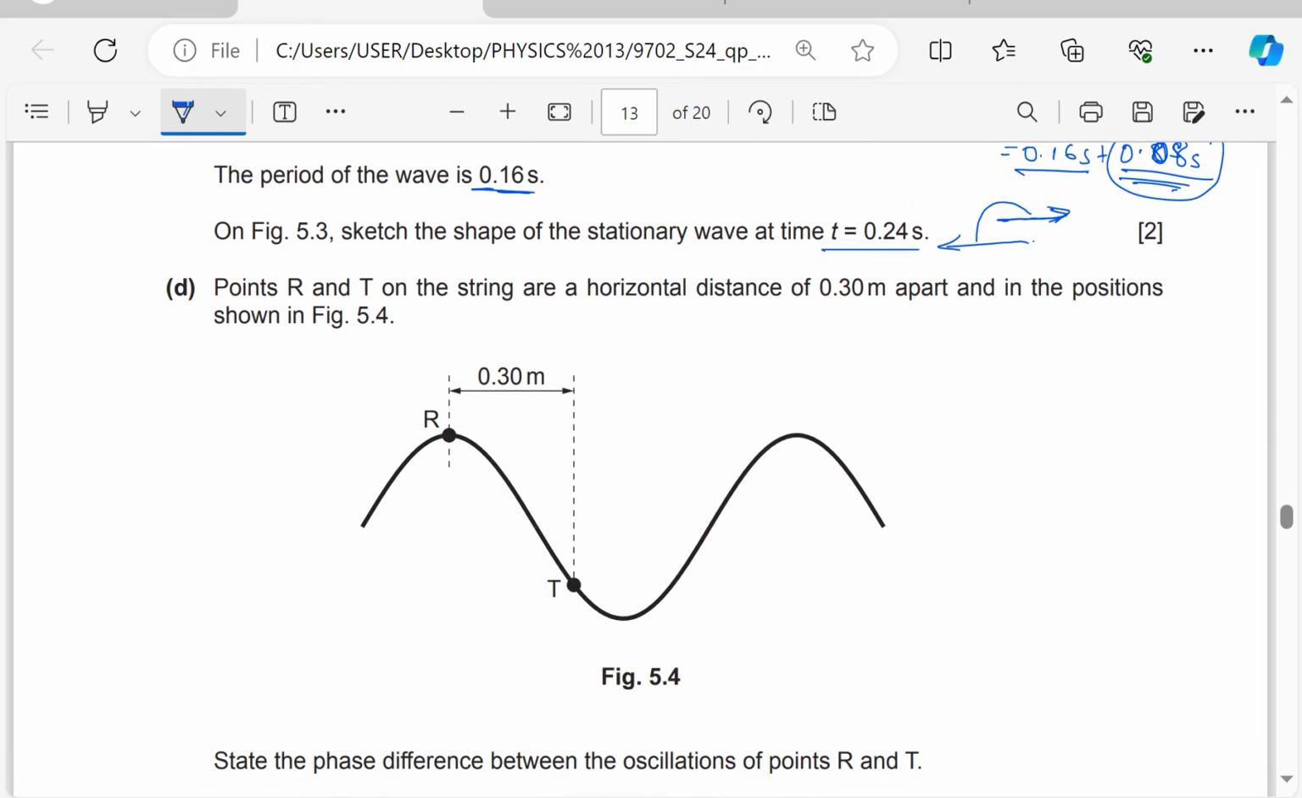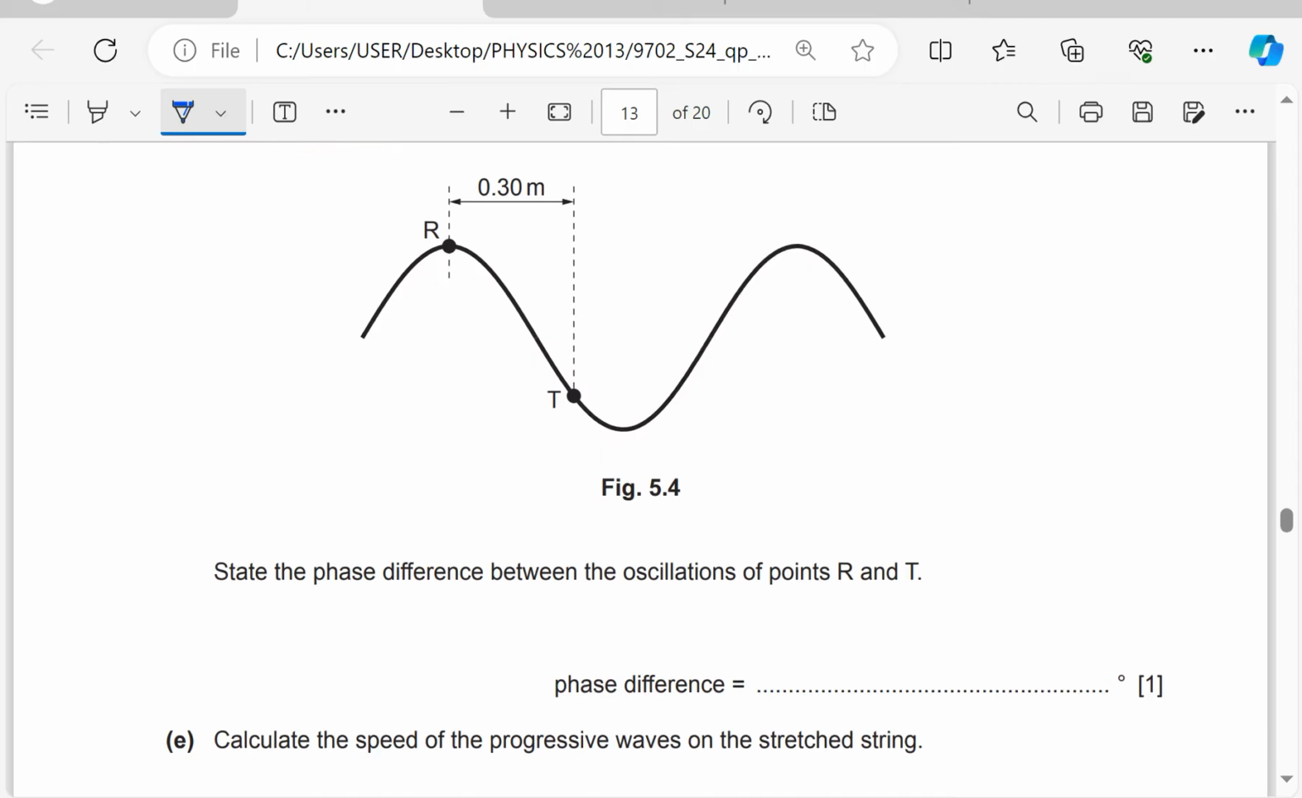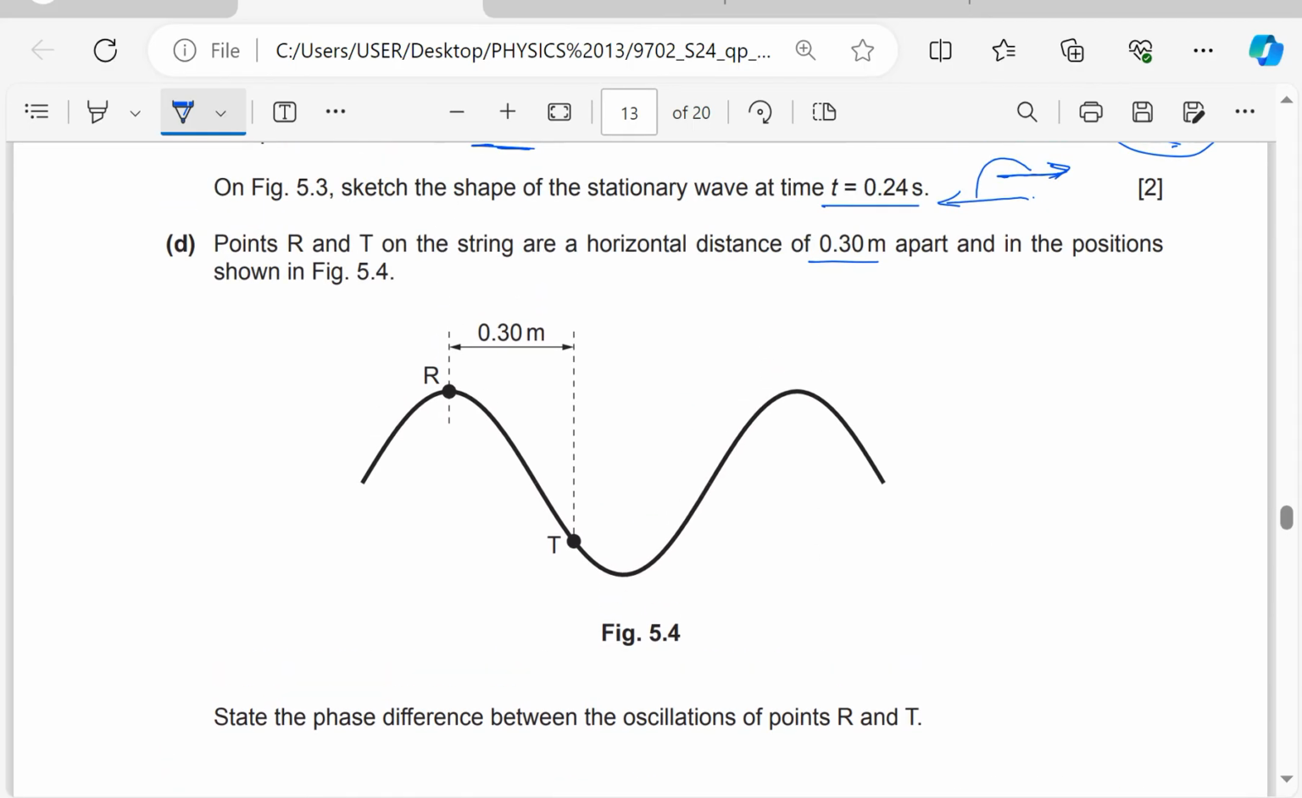Then points R and T on the string are a horizontal distance of 0.3 meters apart and in positions shown in the figure. State the phase difference between the oscillations of points R and T. Remember, this is a stationary wave, so do not forget this. This is a stationary wave, so I will draw a horizontal line through this. So this is one segment, and this is the neighboring segment.